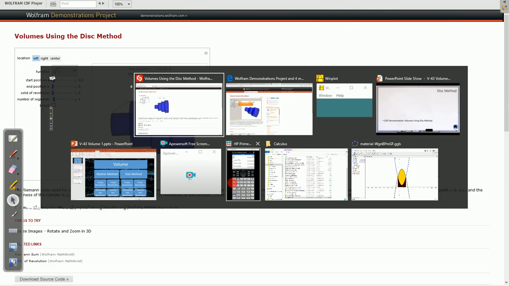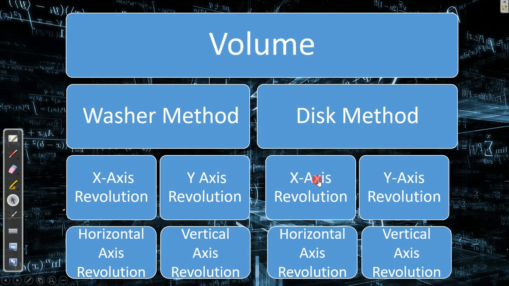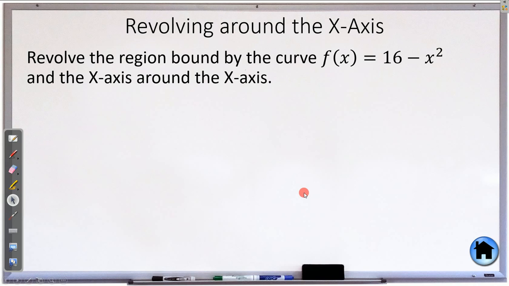So let's go back to our PowerPoint here. So first we're going to revolve around the x-axis. That's the easiest thing to do. So we've got our equation, 16 minus x squared, and we're going to revolve it around the x-axis.